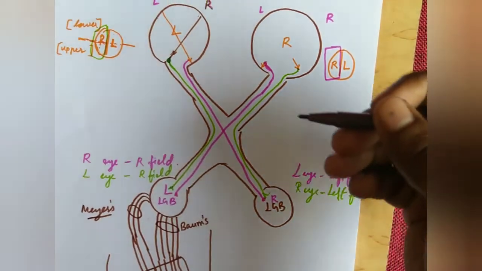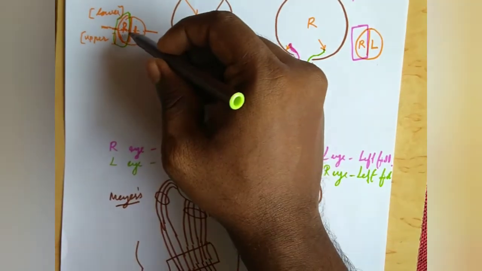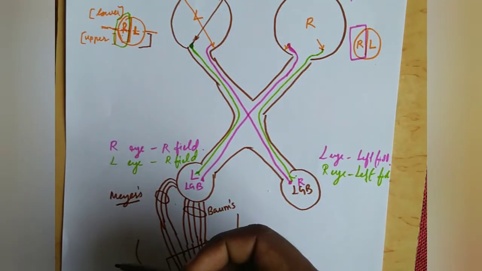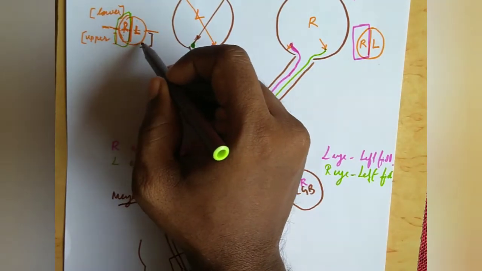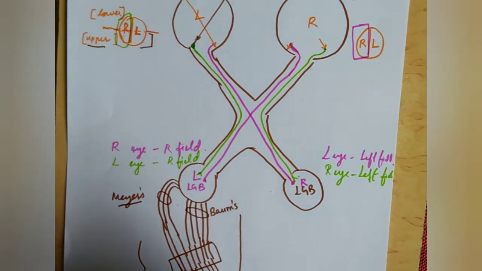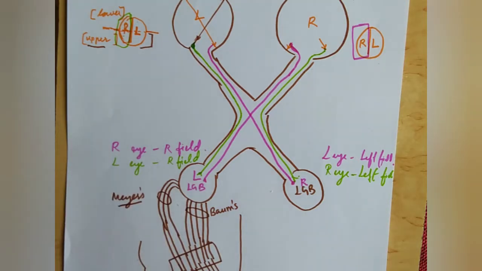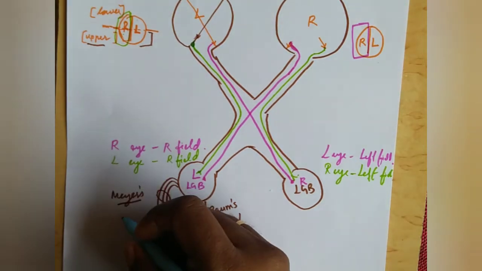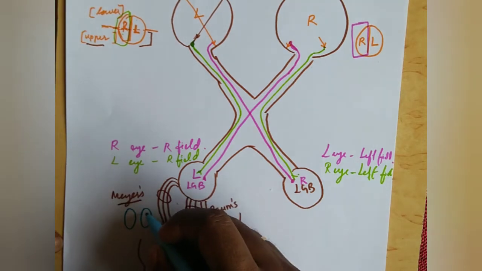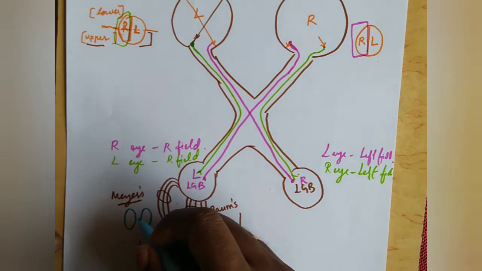So all these inferior fibers are going to take the fibers from the inferior part of the retina. As we know, the inferior part of the retina has the upper visual field. So for the Meyer fibers, if you draw the area, this is the face, this is the eye field, of both sides, the right and the left side.